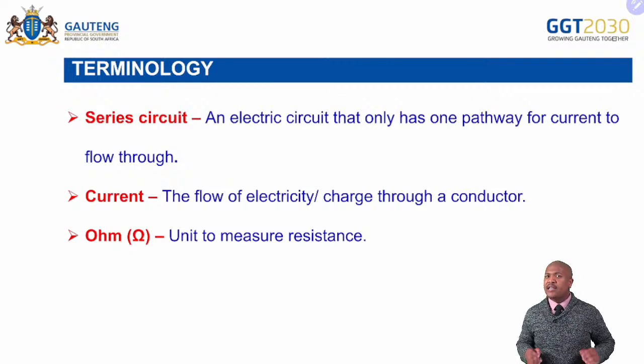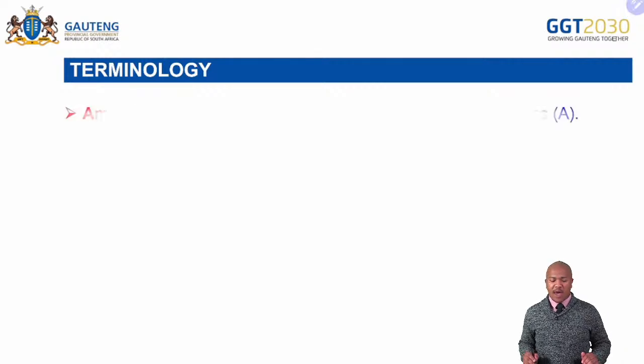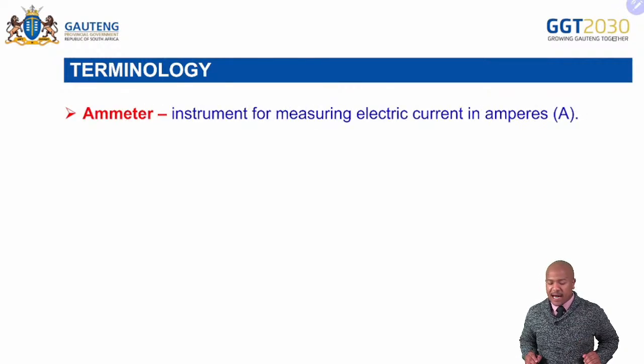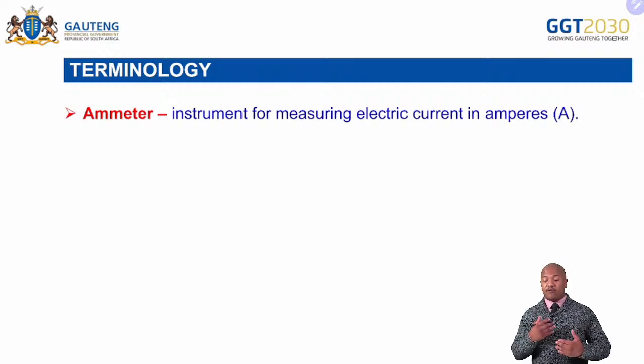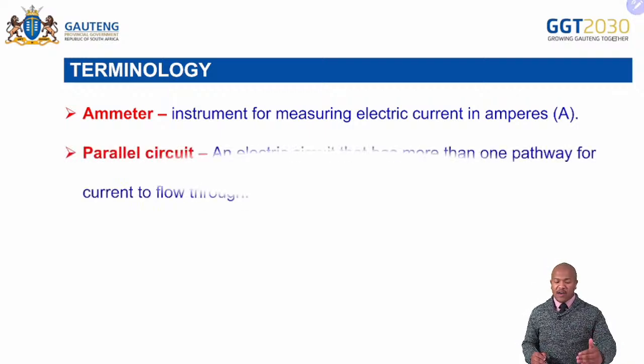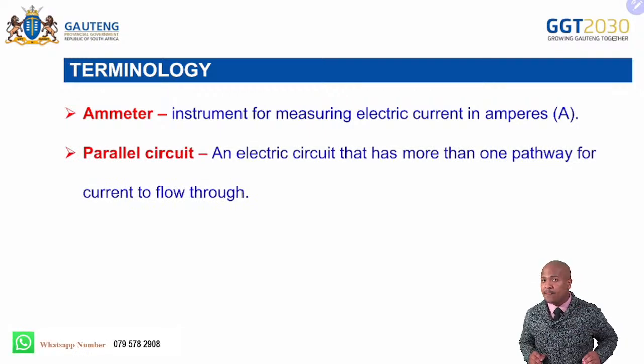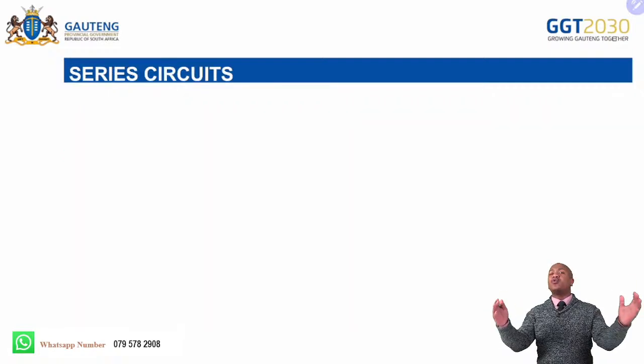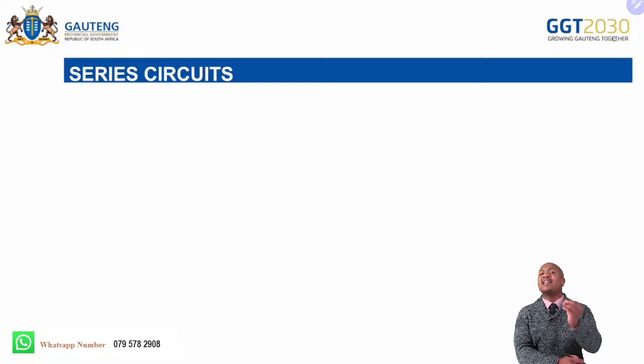Are we together? Now, let's look at the following ones. We have also ammeter. An ammeter is defined as an instrument for measuring electric current in amperes. We also have parallel circuit. What is a parallel circuit? A parallel circuit is an electric circuit that has more than one pathway for current to flow through. Are we together, grade 9? So now, moving on to the main meal for today, series circuits.